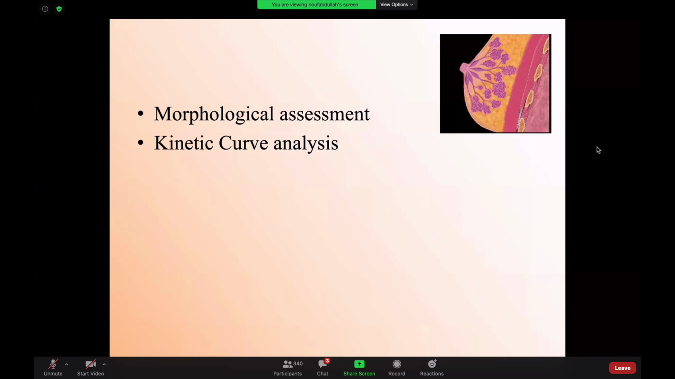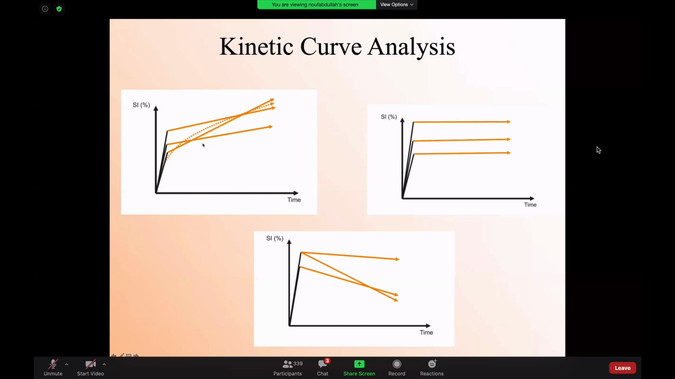So we said when we talk about the non-mass-like enhancement, we did the morphological assessment. What is the distribution? And then you have to do what we call kinetic curve analysis. What's the kinetic curve analysis? You want to see the area of enhancement, how does it enhance over the coming 6 minutes. So you have 3 types of curves in kinetic enhancement. If you have an area that took the enhancement rapidly at the beginning over the first 90 seconds, and then it kept progressively enhancing, this is what we call progressive enhancement.